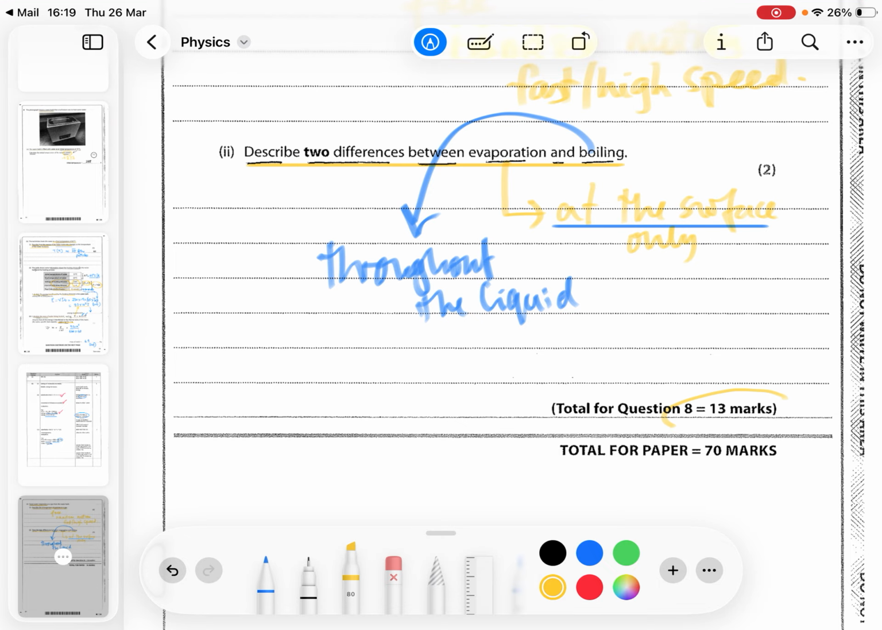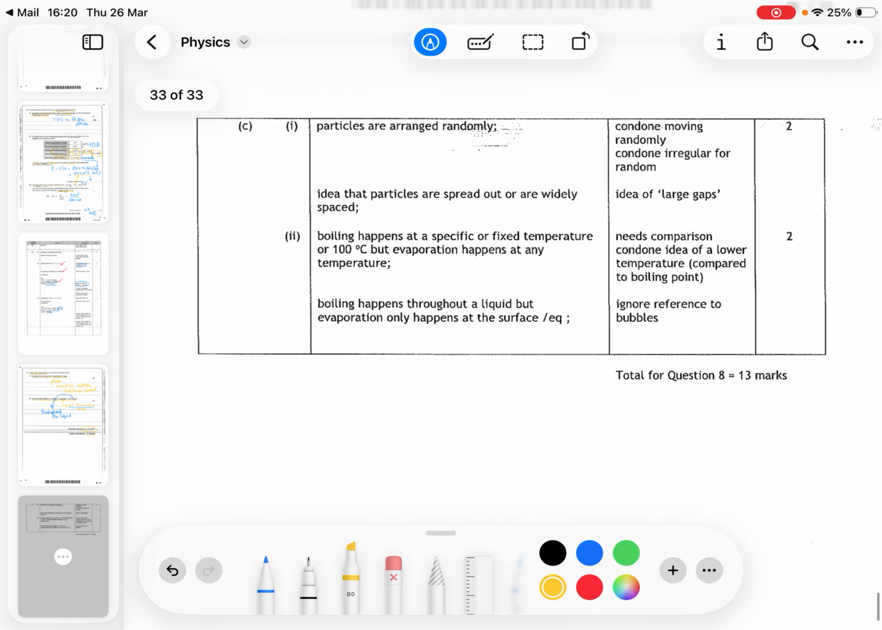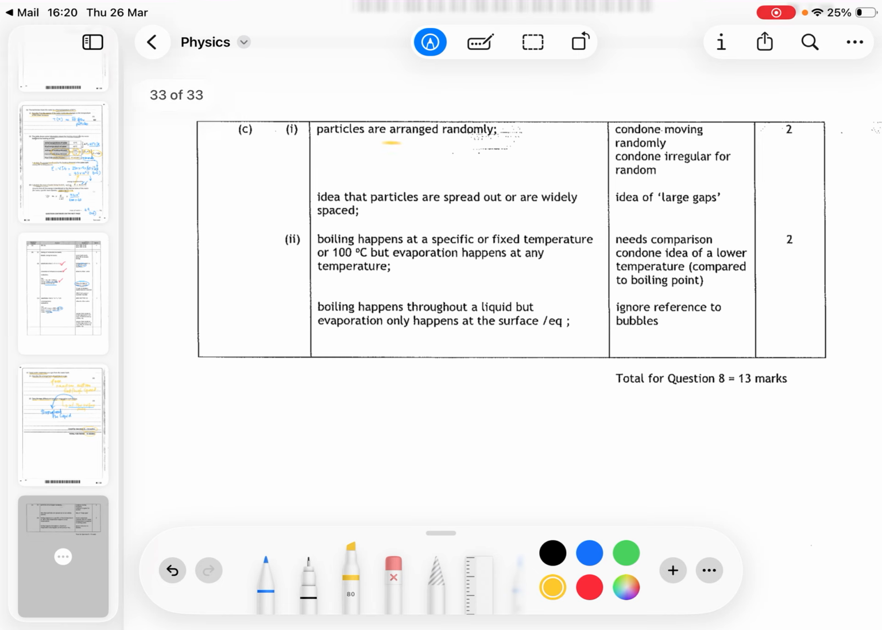You have finished the paper. 70 marks. It should take you 75 minutes, I think, they give you. And the final bit. Particles are arranged randomly, we got that. Particles are spread out or widely spaced. Yes. I didn't get all the marks. Condone moving. So maybe I only got 1 mark. Yes, spaced out. Anyway, there you go.